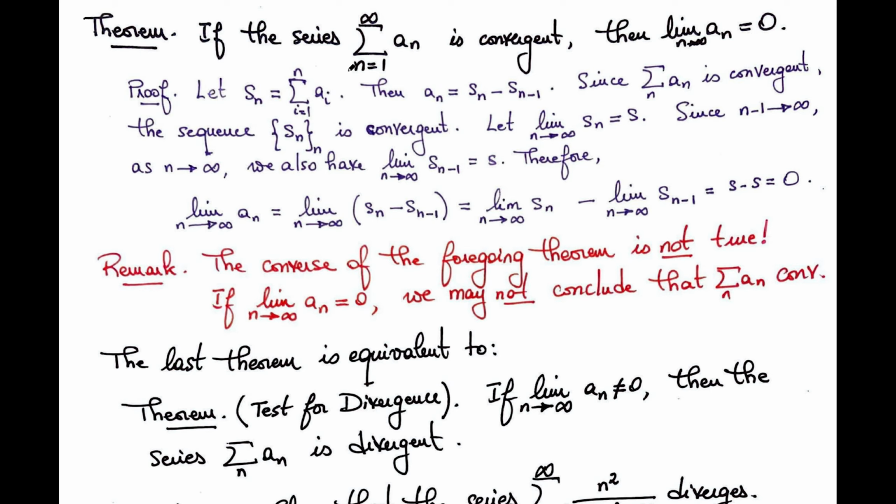Okay, how does the proof go? Let Sn denote the sum of the first n terms. So it's the nth partial sum. And then an is the difference between Sn and Sn minus 1. Why? Because Sn is the sum of the first n terms, and Sn minus 1 is the sum of the first n minus 1 terms. If you chip away the sum of the first n minus 1 terms from the sum of the first n terms, the difference is simply the nth term, which is an.